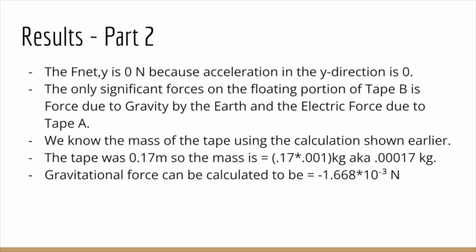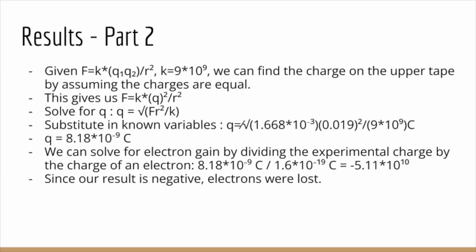We know the mass of the tape because of the things shown earlier, so we can find our mass to be 0.00017 kilograms and the gravitational force to be negative 1.668 times 10 to the negative 3 newtons. We're given the electric force, which is K times Q1 Q2 divided by R squared, and we know K. Because we are assuming that the charges on the tapes are equal, we can simplify it to K times Q squared over R squared. Then we solve for Q, and we get the square root of F R squared divided by K. We substitute our known variables, and we get that the charge of our tape is 8.818 times 10 to the negative 9th coulombs.